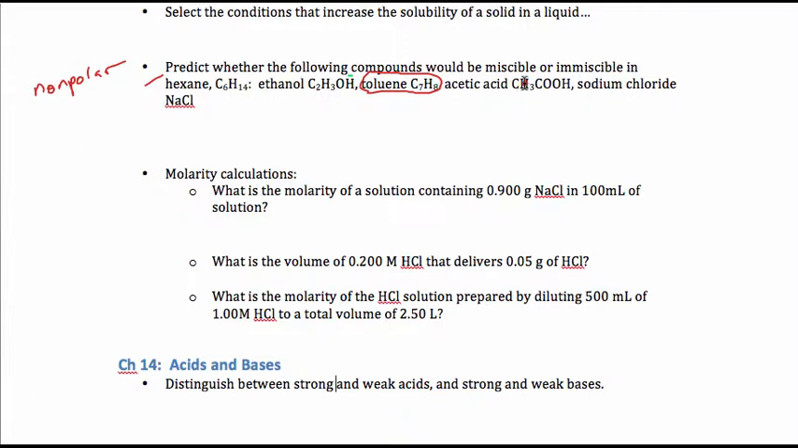Then we have acetic acid. We know that's a weak acid. See these oxygens there? It makes it slightly polar. And the ethanol also has 1 oxygen. So if we were to rank these things, we would say the C7H8 would be the most miscible. It's most similar to the solvent. And next, I'd put the ethanol. And that would be better than the acetic acid, which has even more polarity to it.